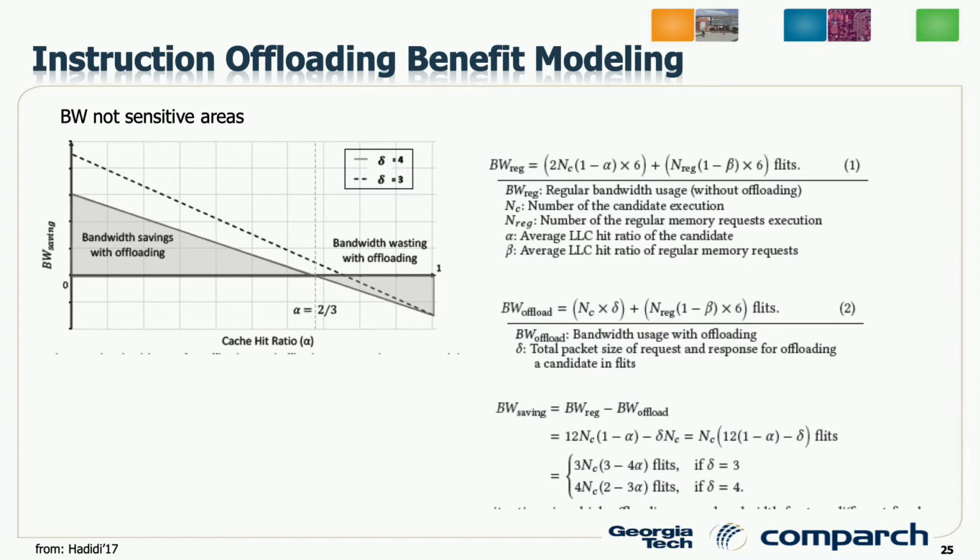As you remember from the previous slide, we always have to send the command to compute some operations. So we still need to send the computations, not the data, and we also need to get an acknowledgement, which also consumes bandwidth. So we need to consider those small differences. This equation shows how much bandwidth we're saving by offloading into the PIM.